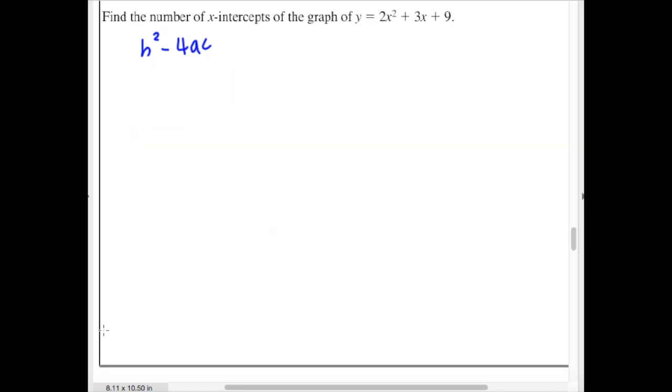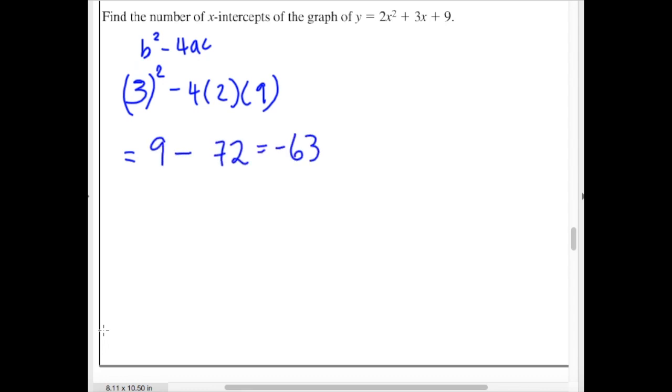Next question. Find the number of x-intercepts of the graph of y equals 2x squared plus 3x plus 9. And what I'm going to do is the same thing. We're going to determine the number of real solutions of 0 equals 2x squared plus 3x plus 9. So I'm going to use b squared minus 4ac. Plug in all the numbers. I get 3 squared minus 4 times 2 times 9, which is equal to 9 minus 72, which is equal to negative 63. Because the discriminant is less than 0, the equation has no real solutions.